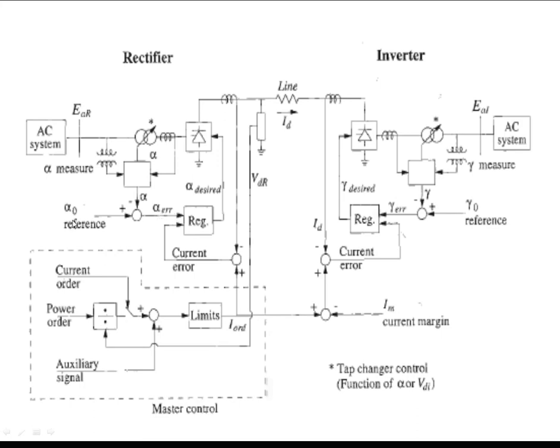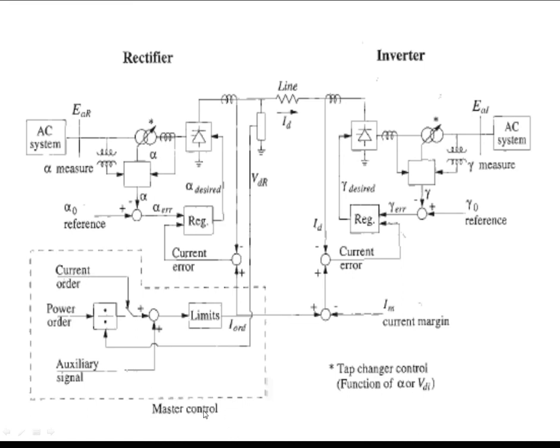One alpha 0 reference is generated by the controller of the bridges. Then the actual alpha is measured from the system. This actual alpha is subtracted from this reference. Whatever the difference between these two is nothing but the alpha error. So this alpha error signal is given to this regulator block, along with the current error. Both the alpha error as well as the current error signal are given to this regulator, which generates the desired value of alpha, so that we can maintain the DC line current equal to the current order which is generated by this master control.